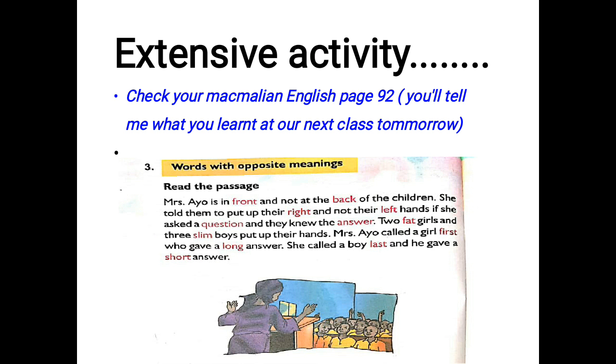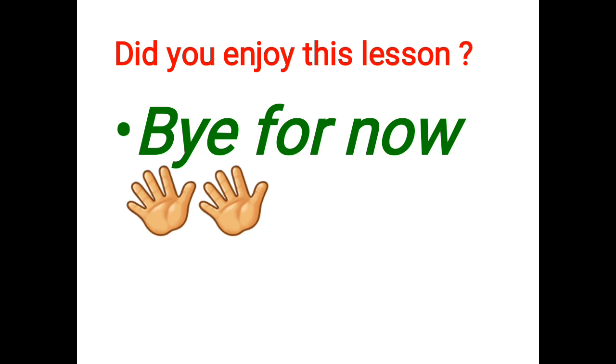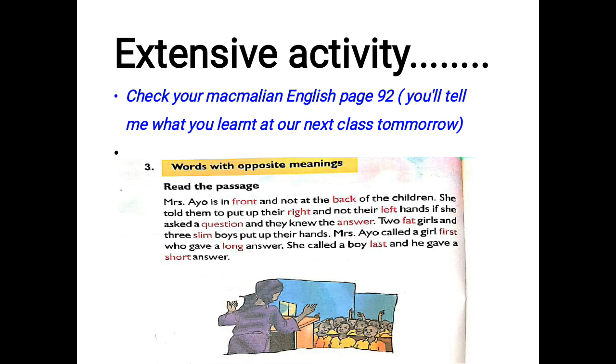Okay, we have an extensive activity. I want you to read your Macmillan English, page 92. It's a passage on words and their opposites. It's very interesting and very short, and I know you will love it. So I want you to read it, and you're going to tell me what you learned at our next class tomorrow. We're having creative writing, and we'll be making use of this passage.